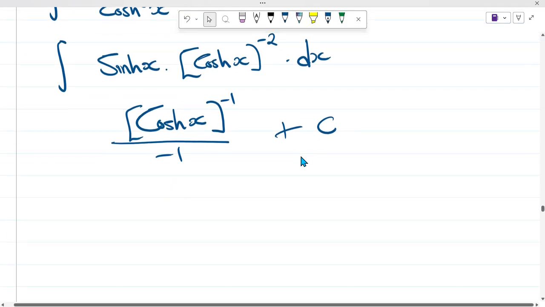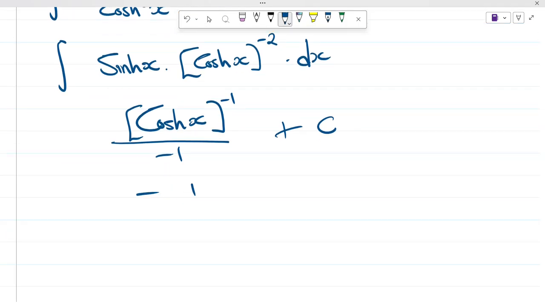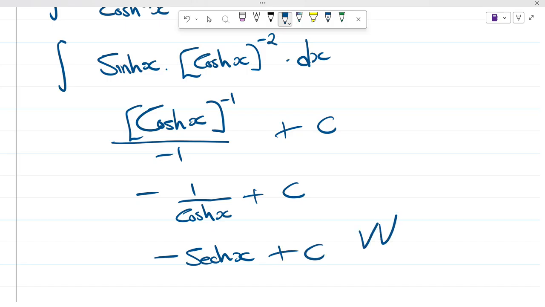And then this becomes -1 over hyperbolic cos of x, plus c. So 1 over hyperbolic cos of x is the same as sec in terms of reciprocal. So this is going to be negative hyperbolic sec of x plus c. Then tada, you have your answer. So that's just it for that question.